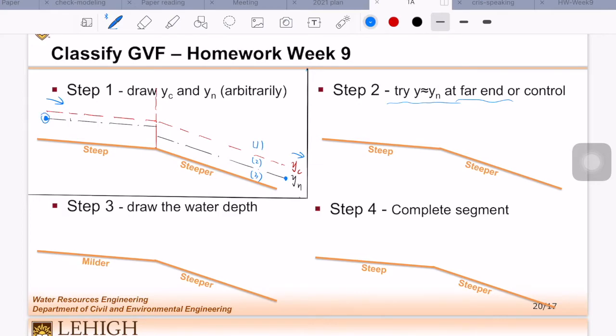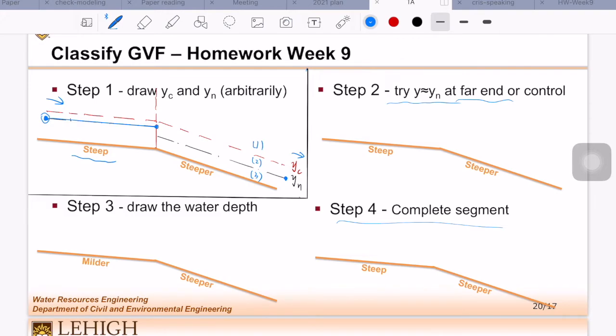At the third step, we need to draw the water depth and start from this point. Since nothing is changed in this channel, the water depth follows the normal depth to this point. And the first step, we need to complete the segment.